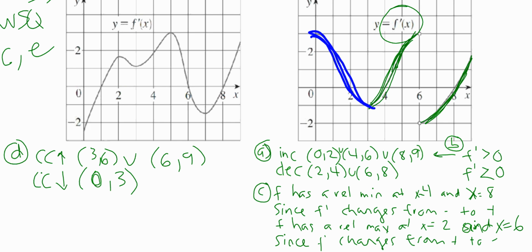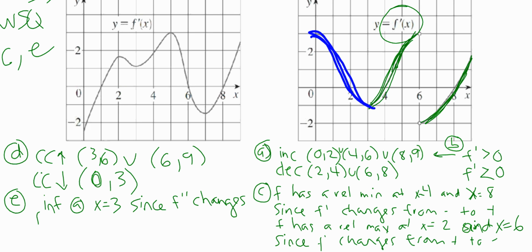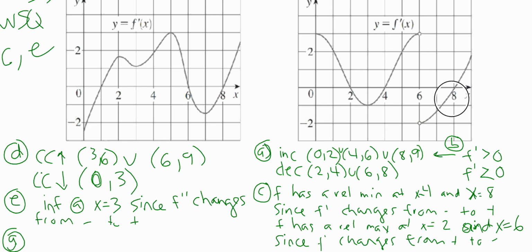Okay, so E, state the x-coordinate of the point of inflection. Well, it looks like we changed from concave up to concave down at x equals 3. So we've got an inflection point at x equals 3. And we can justify it by saying since f double prime, okay, the slope of the first derivative function changes from negative to positive. And G, we have, if possible, determine the x value at which f attains its max or min. All right, maybe it would help us to sketch this graph now. And we could kind of get an idea.